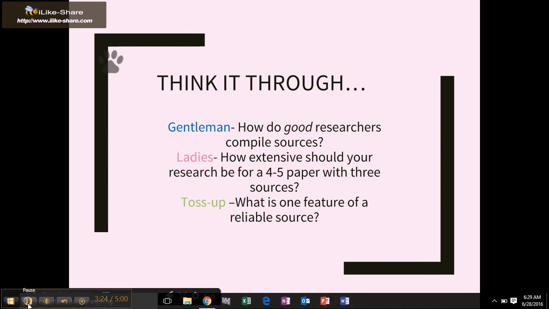So let's pause here and think about what we've learned. Gentlemen, you think about how do good researchers compile sources. Go back through the video if you need to be reminded of those key categories. And ladies, how extensive of a search should your research be if your paper is going to be 4 to 5 pages with only 3 sources? And then for anyone, what is one feature of a reliable source? If you're looking for something to use in formal research writing, what would be a key feature that makes it reliable?